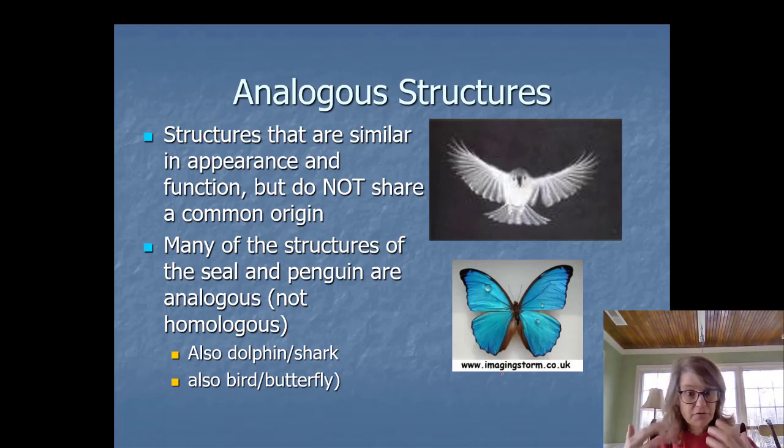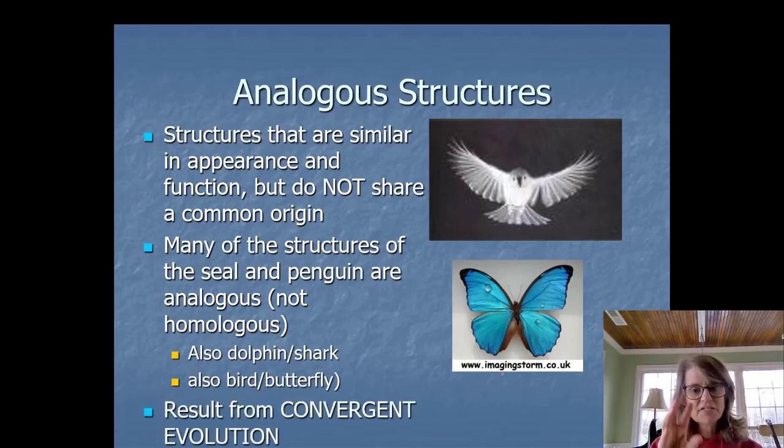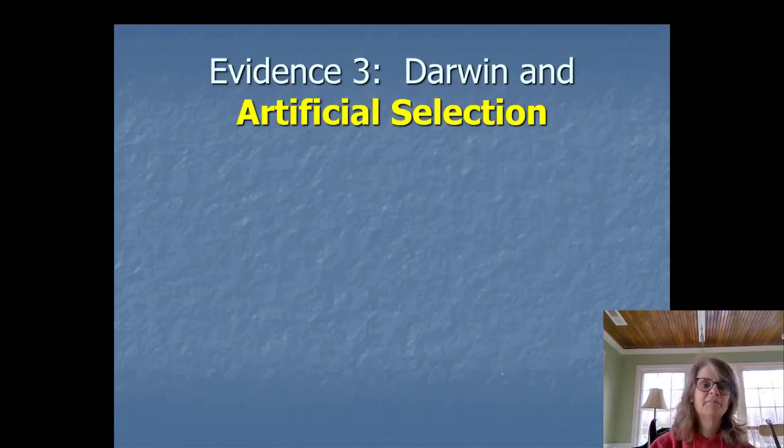Dolphins and sharks are both trying to swim. They're going to have similar adaptations that serve that purpose, even though they aren't particularly closely related to each other. Okay, so this is what convergent evolution results in. Organisms that are not particularly closely related, but they end up with similar structures because of the way the environment is sculpting them through natural selection. Okay, so that's that.